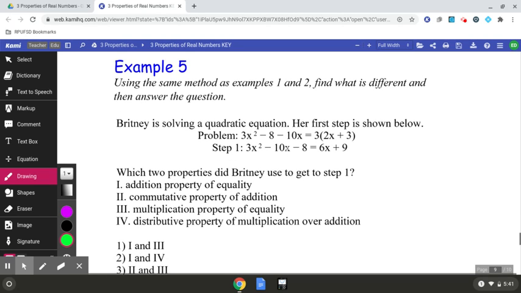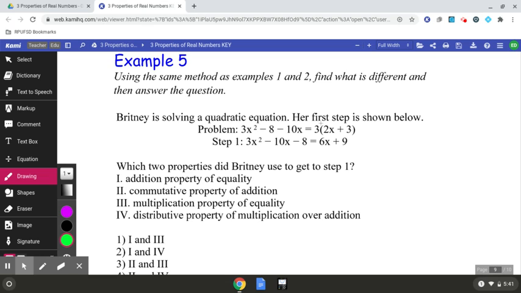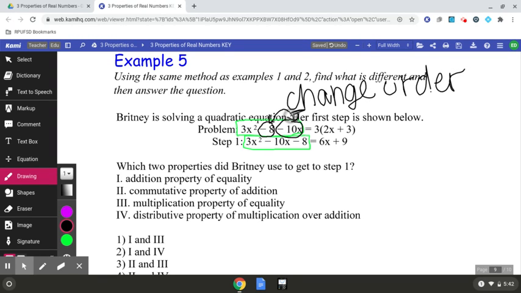So in this case, if you analyze the two sides, there's more than one thing that changes. If we look at just the left side here and compare it to step 1, something changed. What changed is my -8 and my -10x switched positions. They changed their order. So the property that says we can change order, remember that from the other day, is my commutative property of addition. So that's my commutative property we just used.